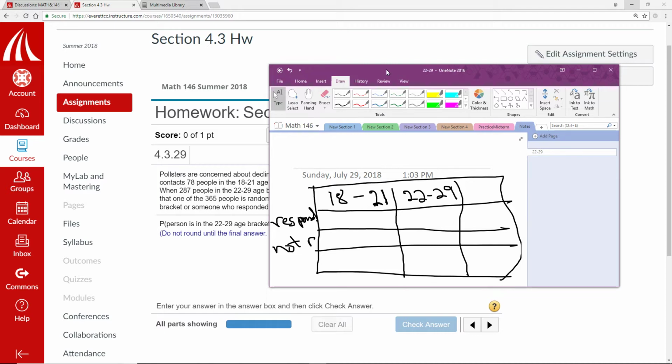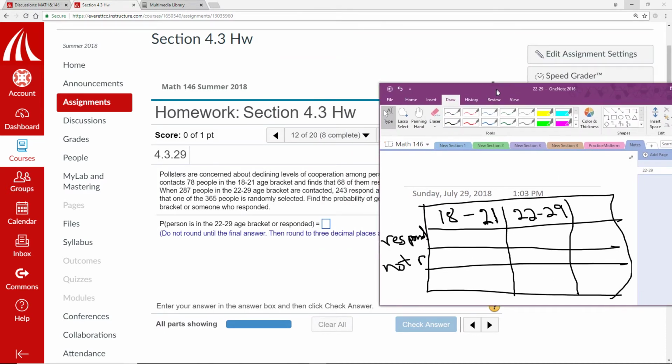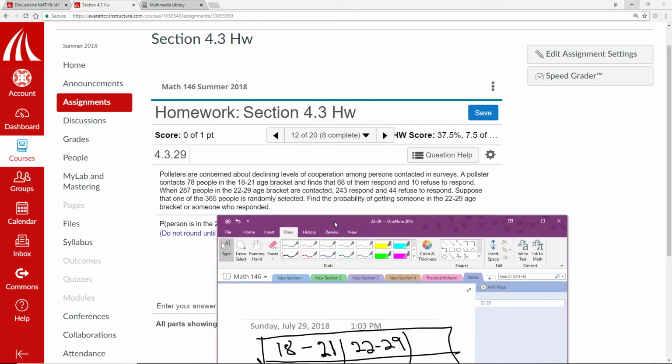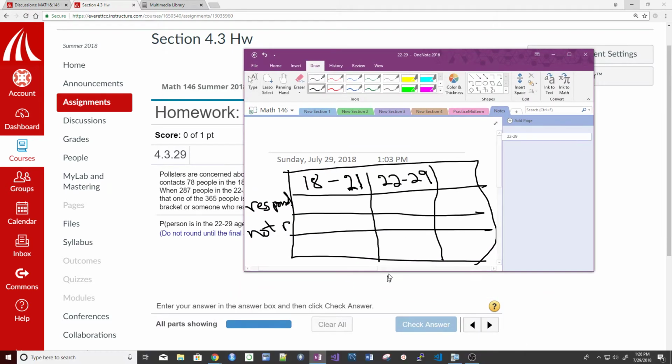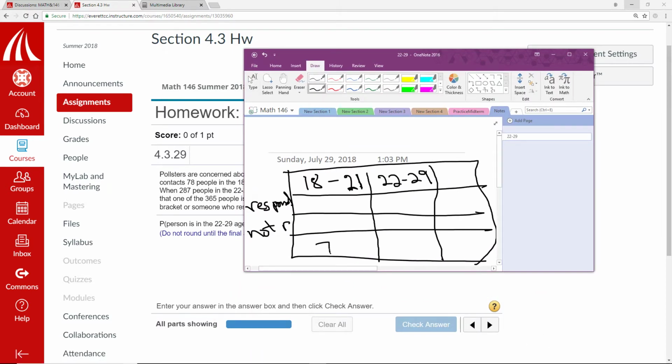And what they're saying is that 78 people in the 18 to 21 bracket were reached. 68 responded. So the total people reached was 78: 68 responded, 10 did not. So I'll put the total here.